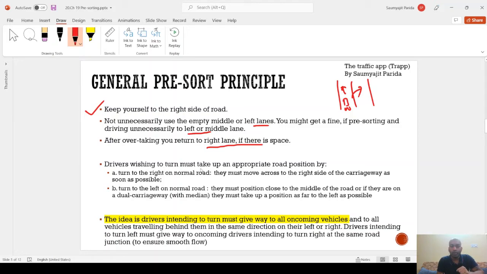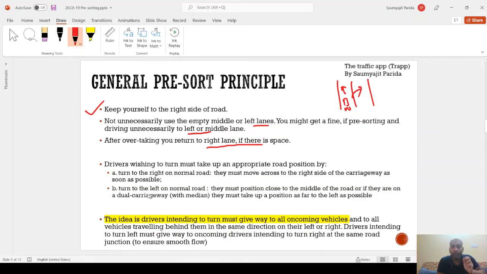Drivers wishing to turn must take up an appropriate road position by turning to the right on a normal road. If they are turning to the right, they must move across to the right side of the carriageway as soon as possible. If it is a multi-lane road and I have to turn right, then I have to go to the right side of the road to do the maneuver.